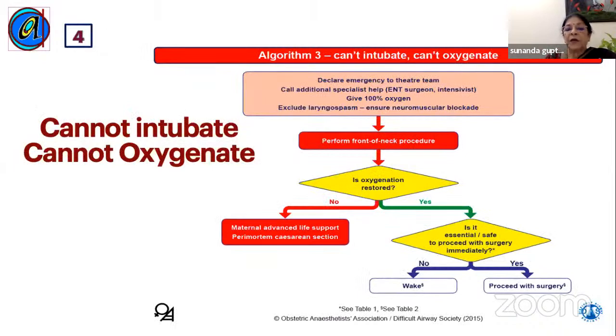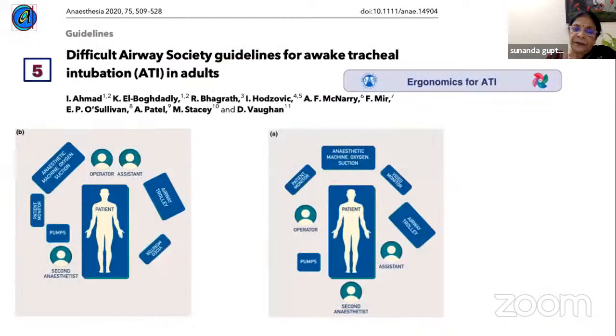Now, the third algorithm after the second, where you could not intubate, could not oxygenate: you need to call the ENT surgeon or the intensivist as a standby, give 100% oxygen, and you should ensure neuromuscular blockade. If the front of neck procedure, which you tried, is not able to restore oxygenation, that means you have to start advanced life support and a perimortem caesarean section. And if you are successful, then you again have to decide whether you go in for waking the patient up or proceeding with surgery.